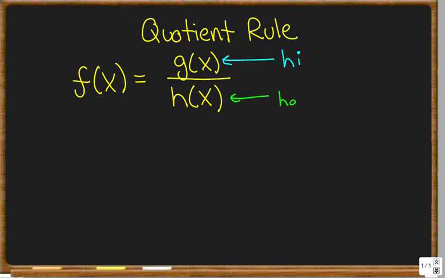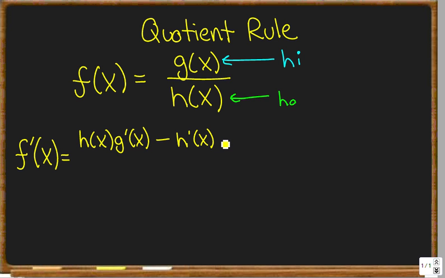So what the rule is in a general way, if you were to write this out mathematically, you would have that your h prime of x is going to be h of x times g prime of x minus h prime of x times g of x, divided by h of x squared. Okay? And that looks pretty intimidating. Lots of stuff going on there.